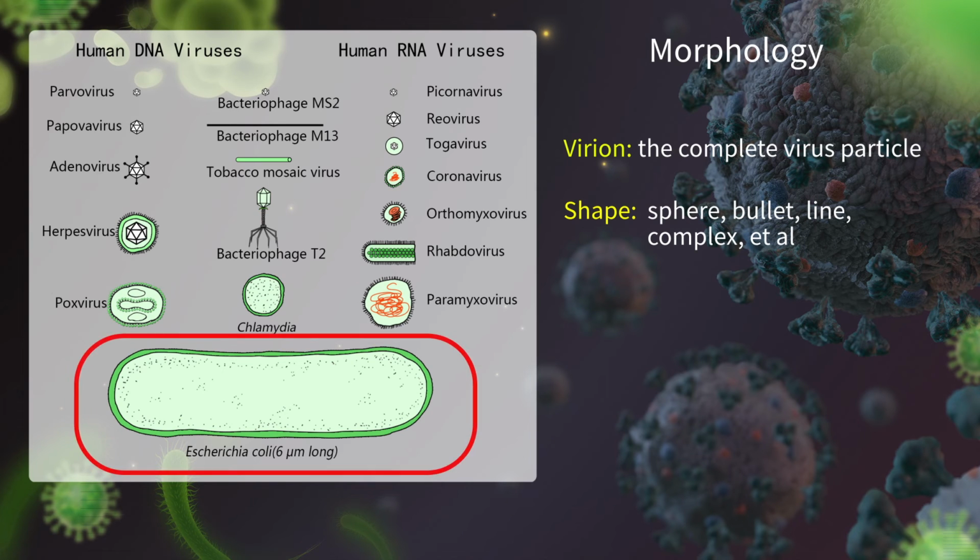This is the E. coli. Compared with the size of the E. coli, the viruses are smaller. The E. coli is a bacterium, and the unit of the size is a micrometer, whereas the units for measurement of virion size are nanometers, nm. The clinically important viruses range from 18 nanometers to 300 nanometers.